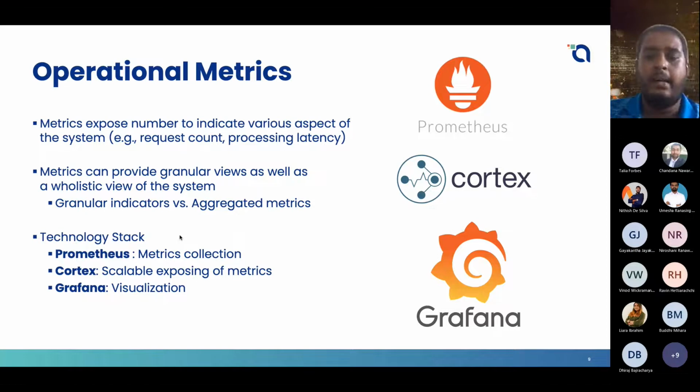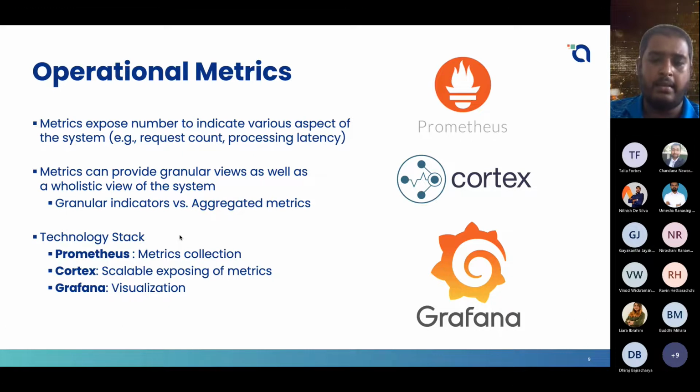First, operational metrics. As I explained before, metrics are simply numbers. These numbers indicate various events that are happening inside the system. For example, how many requests have been received, or what the processing latency is. So these are the metrics.